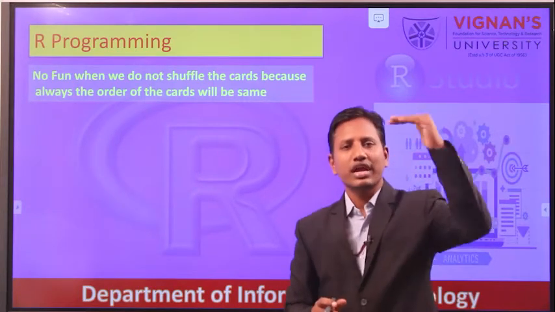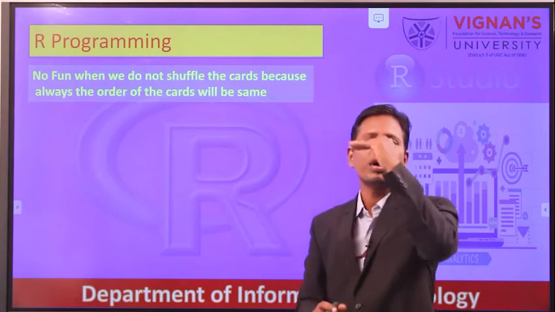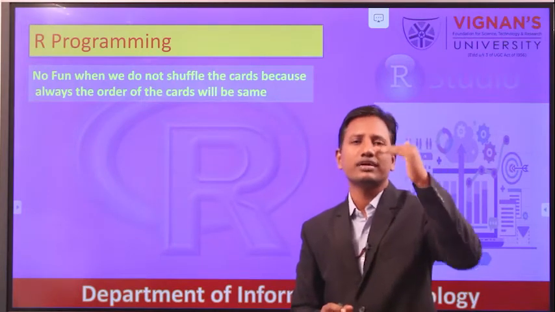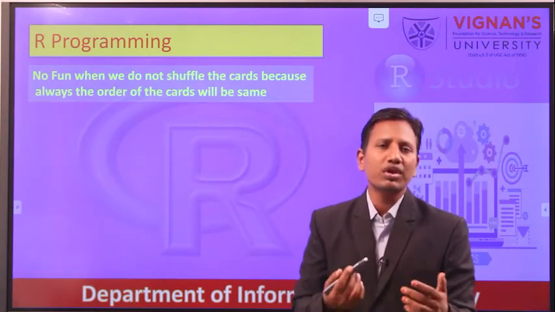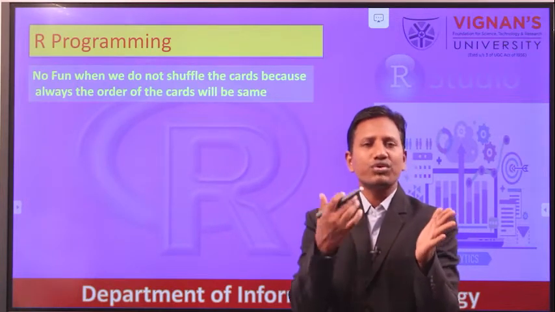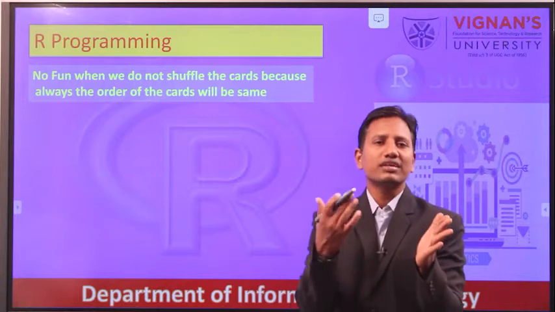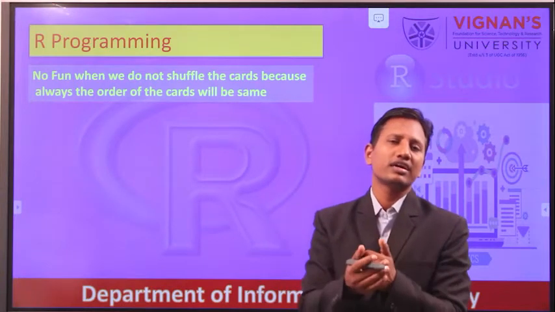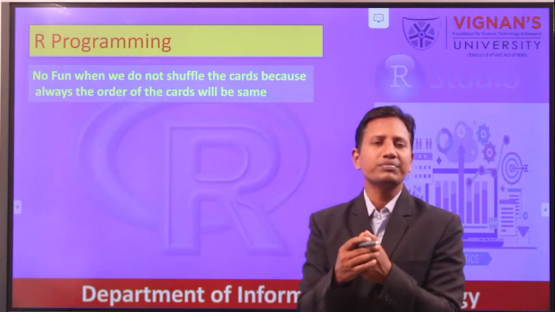Why? Because assume that in the first row we have the king. Every time you give the index value 1 comma, it is going to return the same card, that is the king with the value 13.